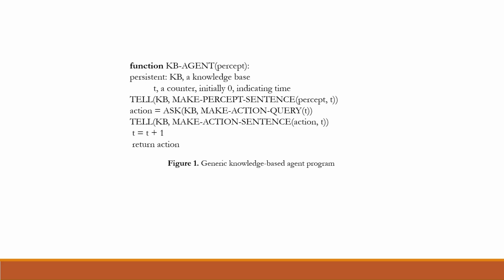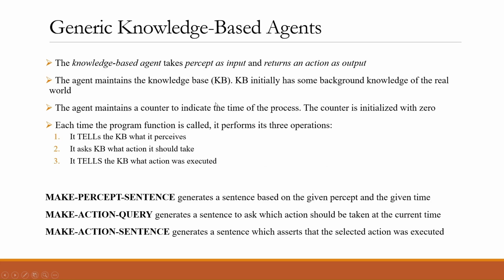So going back, okay, we have this persist knowledge base here below function. It's a knowledge base with facts and information about the environment. And then we have this tell, okay, which receives as parameters the knowledge base and make percept sentence, which generates a sentence based on the given percept and the given time.